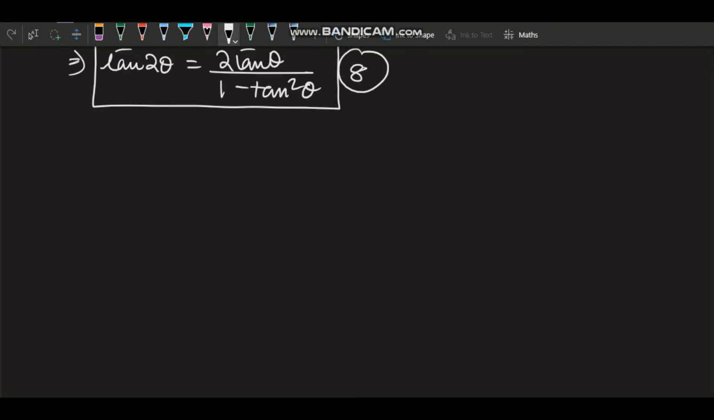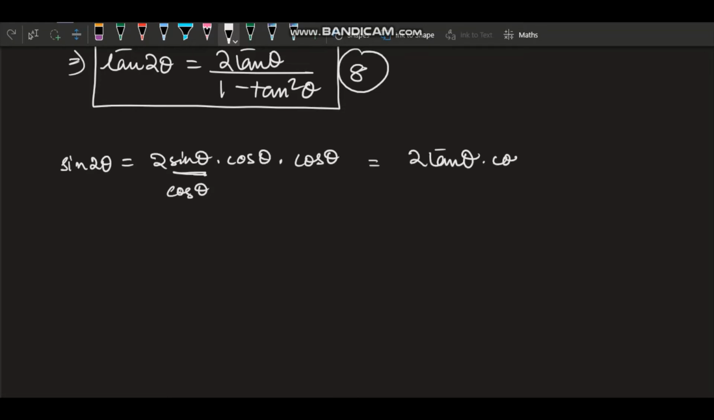Now, I would like to represent sine 2 theta entirely in terms of tan theta. What do I get? I have sine 2 theta equals 2 sine theta into cos theta, right? So if I divide this whole thing by cos theta, I am dividing sine theta by cos theta, so I need to multiply one cos theta here in order to balance it. So we have 2 tan theta into cos square theta.